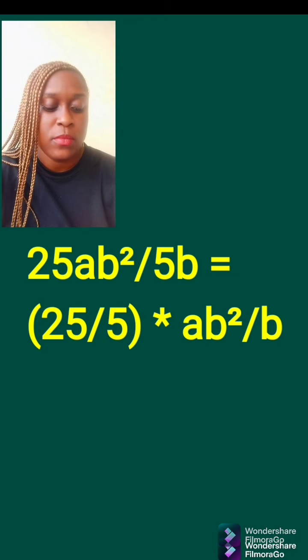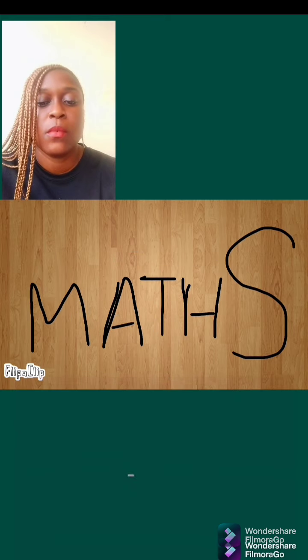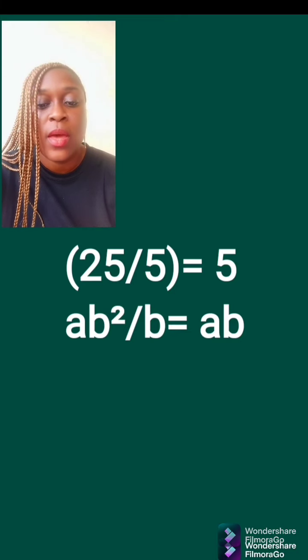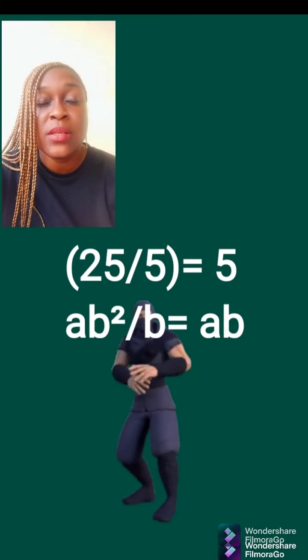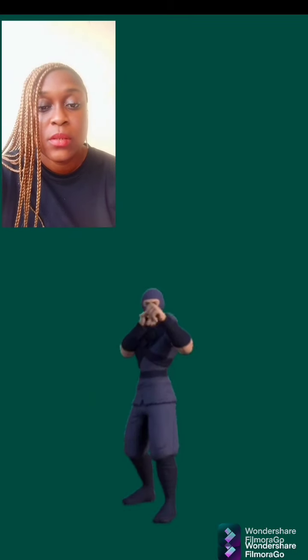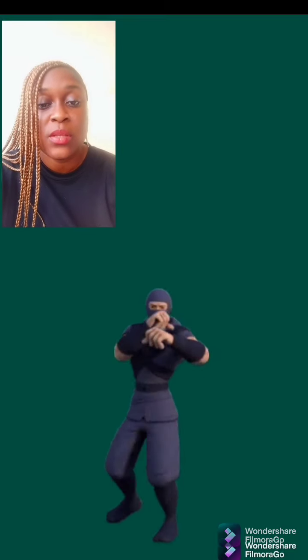So 25 all over 5 will give us 5, and ab squared all over b will simply give us ab, because the b in the denominator cancels out one of the b's in the square, leaving us with ab. So at this point we didn't necessarily use our index method. This was a very simple problem, so we didn't need to use the index method.